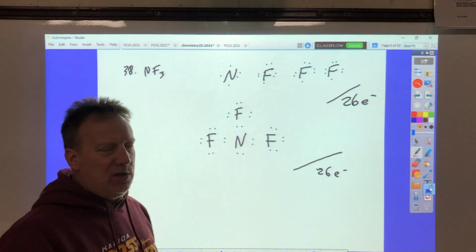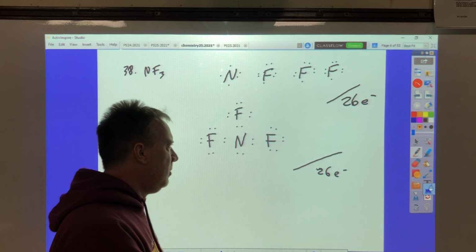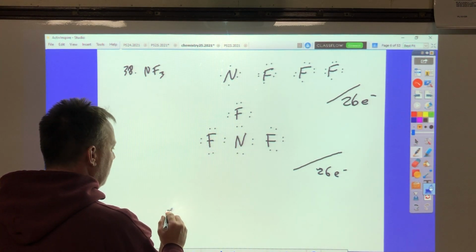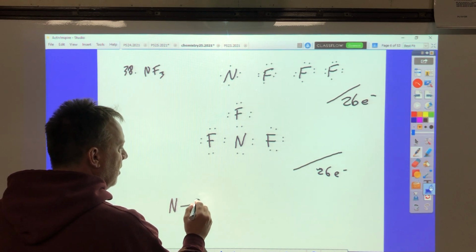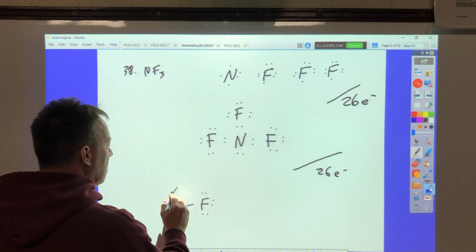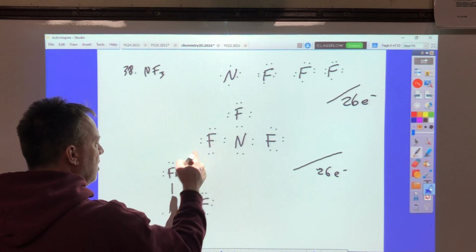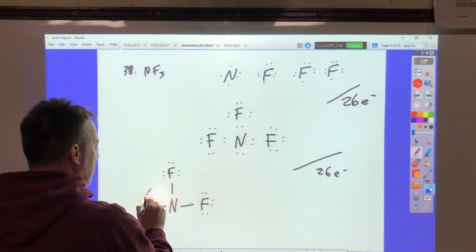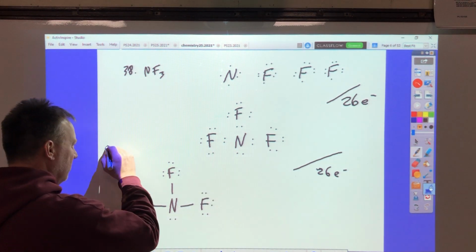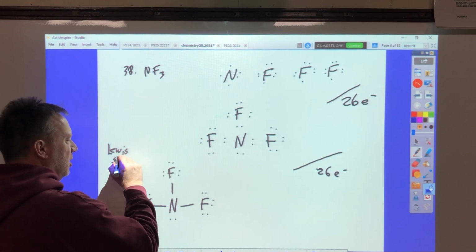If those numbers don't match, then we probably have double or triple bonds to put in, multiple bonds. So let's replace the shared pairs by sticks. Fluorine with its 6 remaining unshared pairs, and nitrogen still has an unshared pair there. Then this is the Lewis structure.